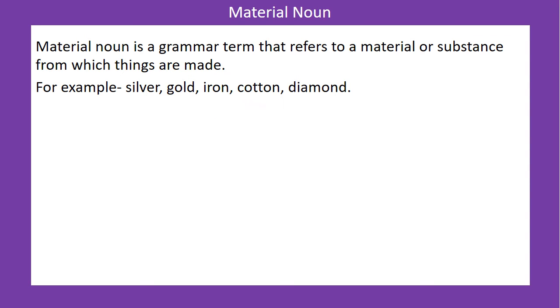diamond, etc. So these all are materials. As you can see, there are diamonds and there are necklaces and a ring made up of gold. So gold is also one of the materials. So this was material noun. Let's move on to our next slide.